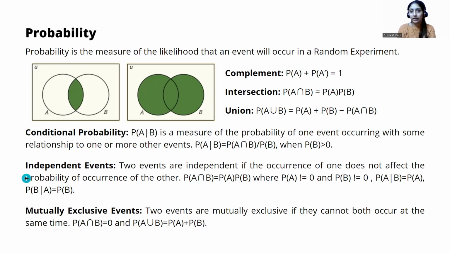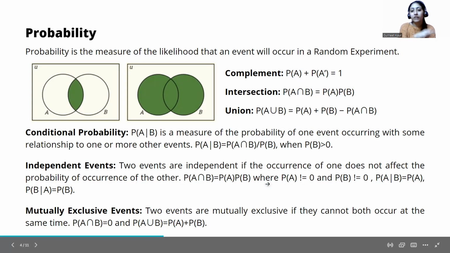Then we have independent events. Two events are independent if the occurrence of one does not affect the other, right? So if one particular event is occurring, it might not affect the probability of another event that is occurring. So these two events are independent. That is, probability of A intersection B is the product of probability of A and probability of B, right?